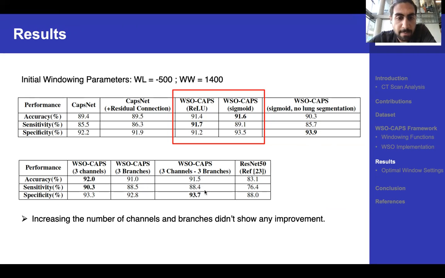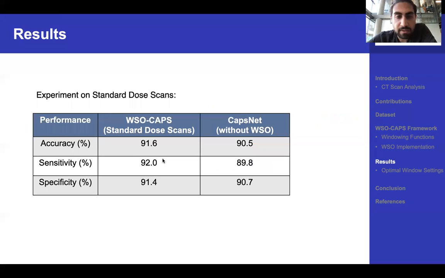We saw that using 3 channels, we can achieve the highest accuracy and sensitivity. We also increased the number of channels and branches to 5 or more, but couldn't see any further improvement. We also trained and evaluated the best model, which is the sigmoid model using 3 channels, over standard dose CT scans. You can see the result in this table, which shows the superiority of the proposed model over the same model without using the WSO module.